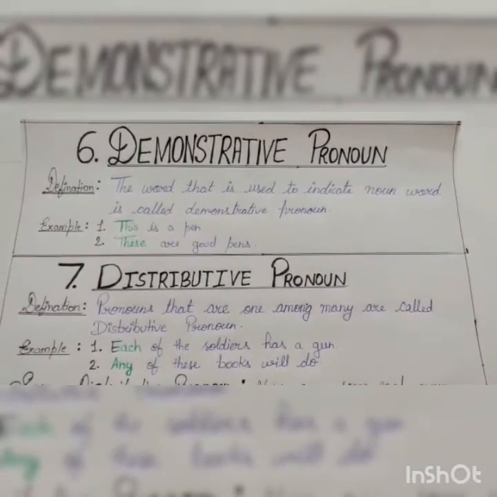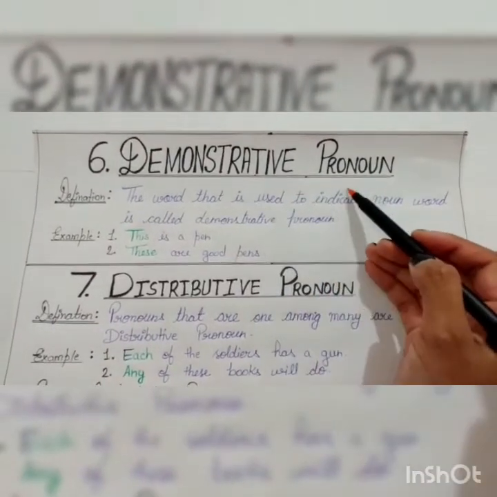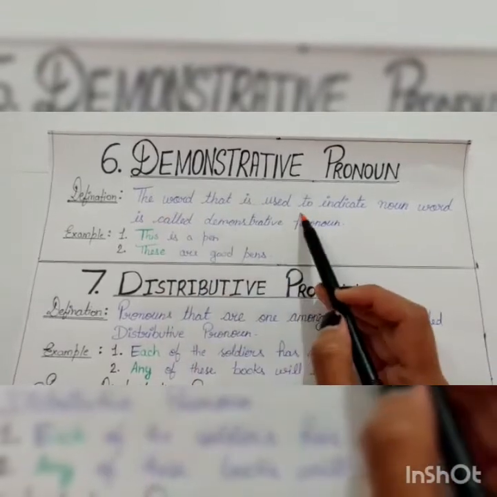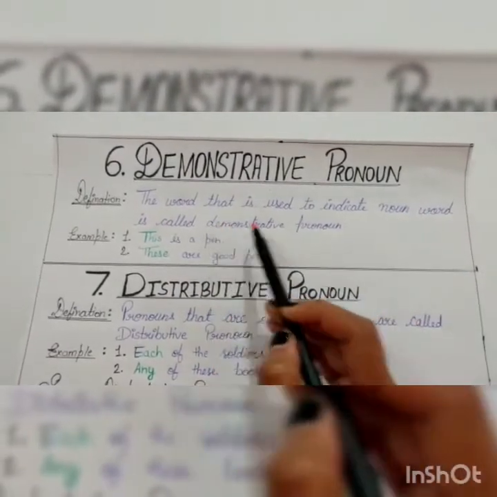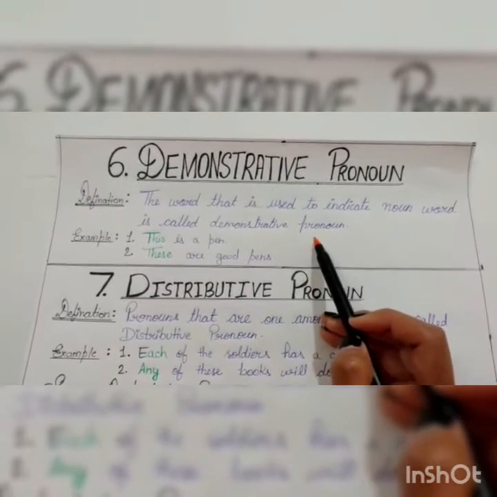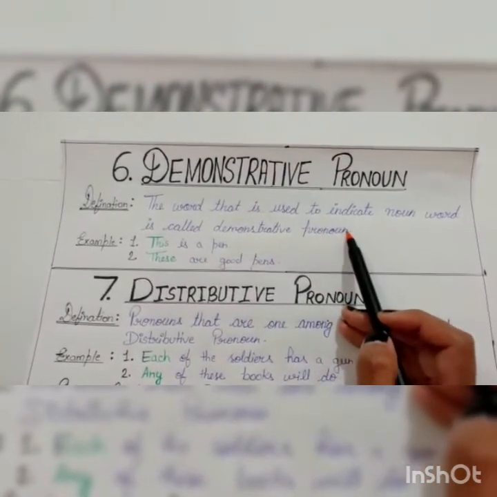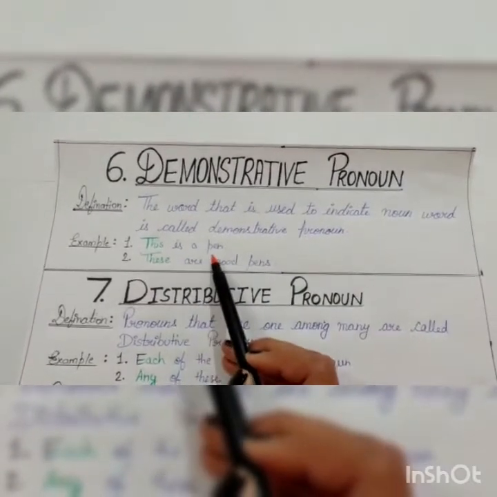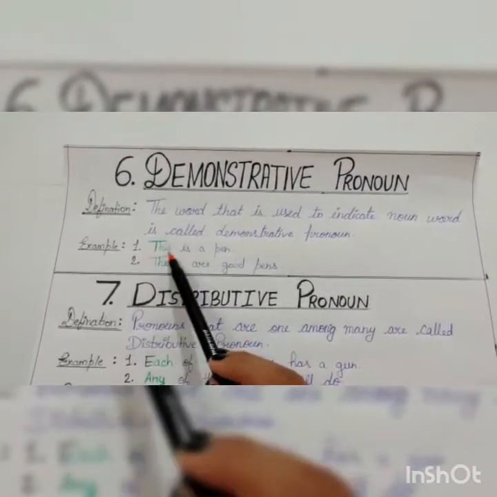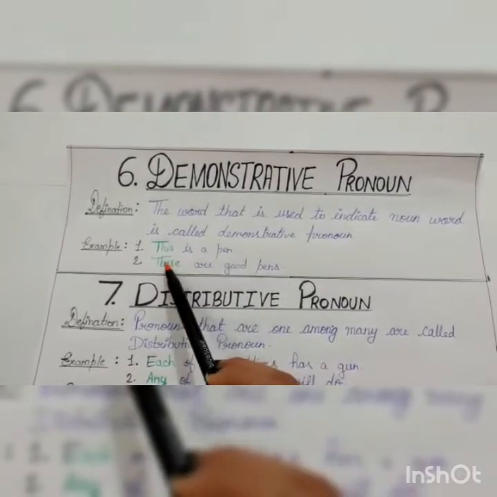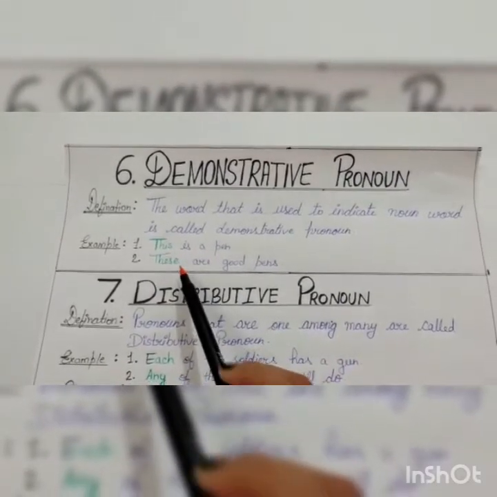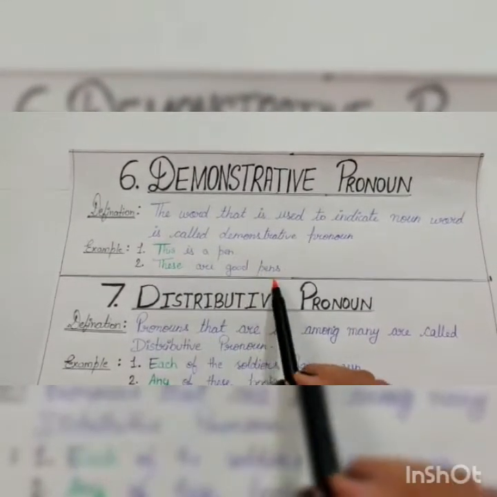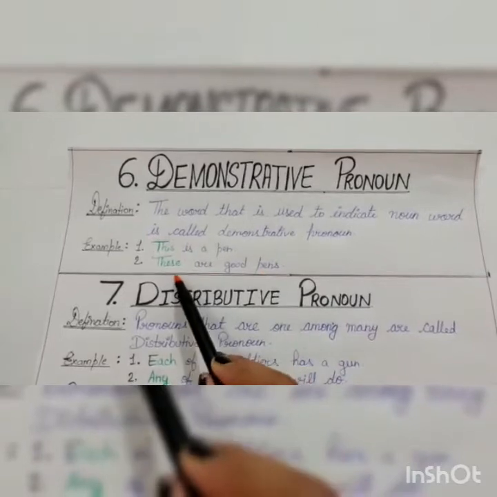The sixth type of pronoun is the demonstrative pronoun. The definition of demonstrative pronoun is: the word that is used to indicate a noun is called a demonstrative pronoun, which means a word which is used to show a noun. It is a demonstrative pronoun. Like, this is a pen. So the word "this" is used to show a noun. So this is a demonstrative pronoun. Next, these are good pens. So "these" is the word that is used to show pens. So it is a demonstrative pronoun.